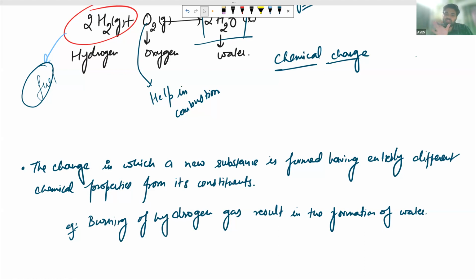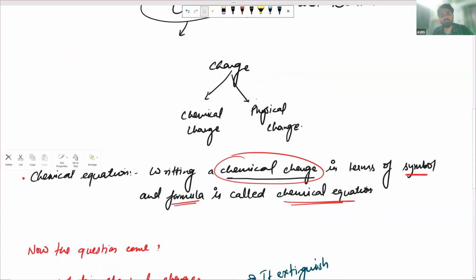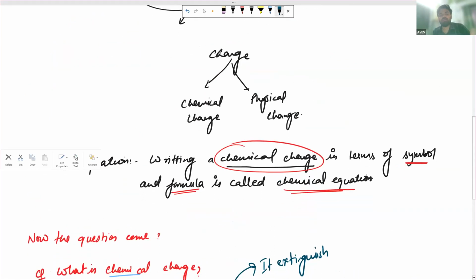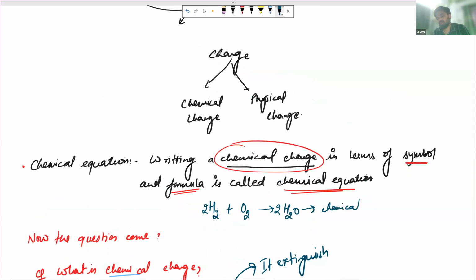So when we write a chemical change in terms of symbols and formula, for example, if I told you that hydrogen gas is burned, this is a chemical change. But if you are able to write hydrogen like this, H2, it is the symbol of hydrogen gas, and a symbol of oxygen gas, and the formula of water. If we write the chemical change in terms of symbols and formula, this is called a chemical equation. So chemical equation is writing a chemical change.